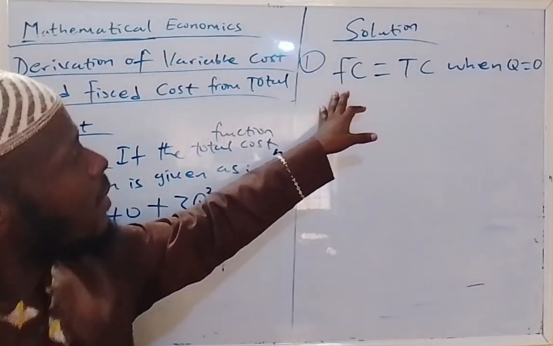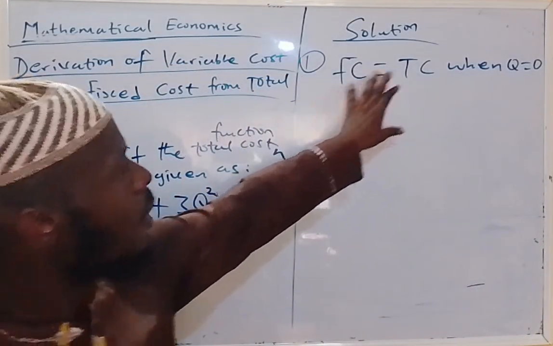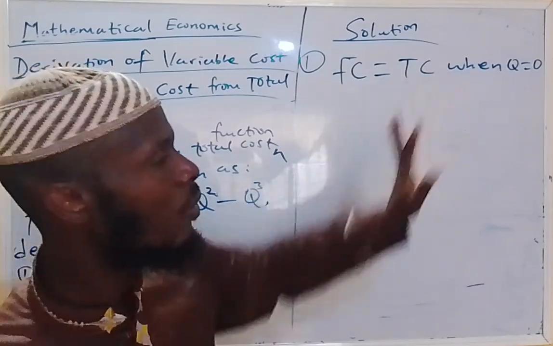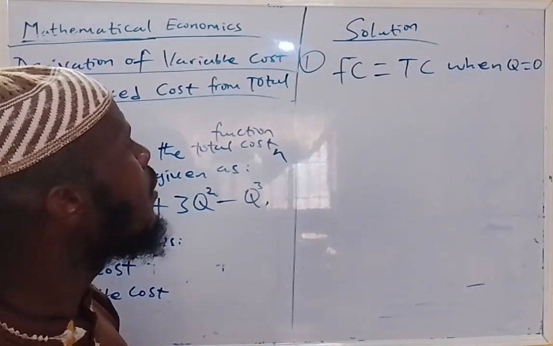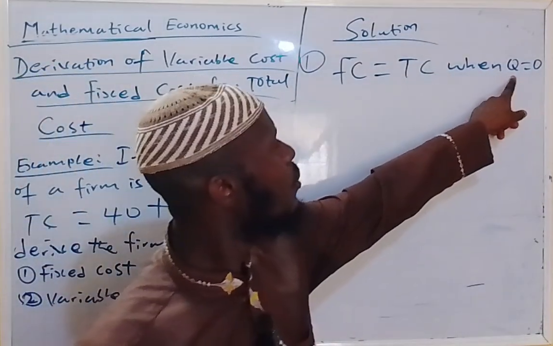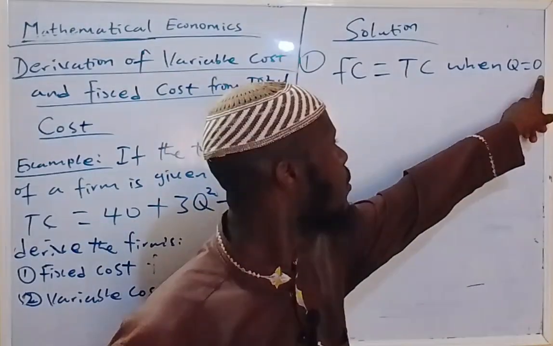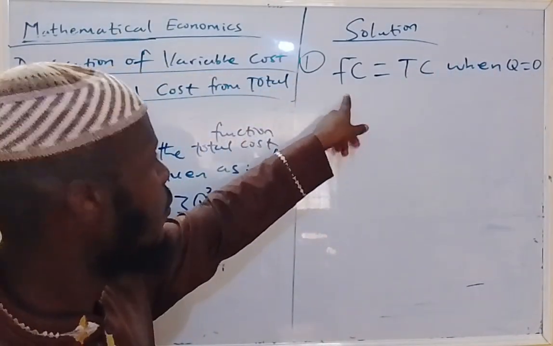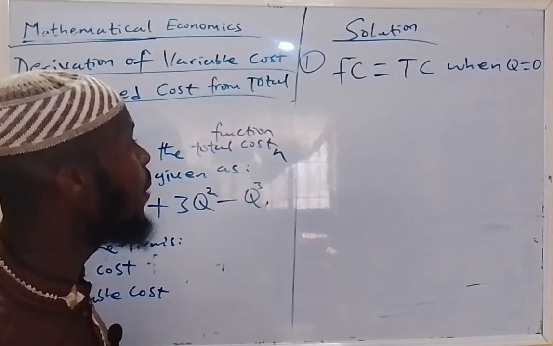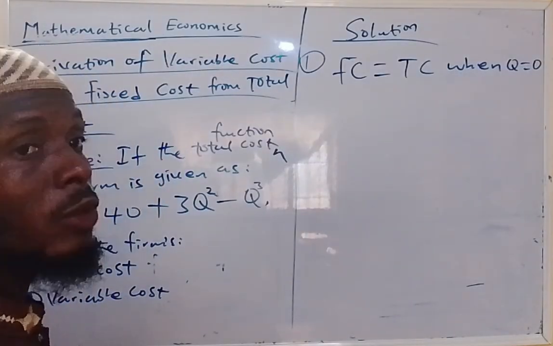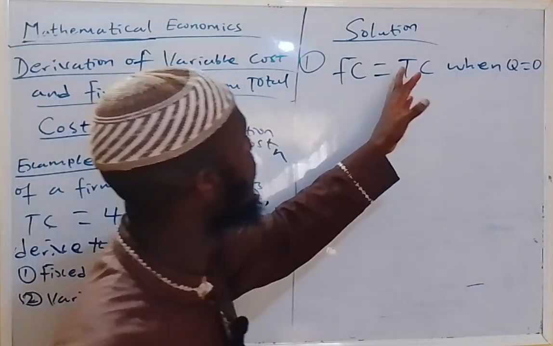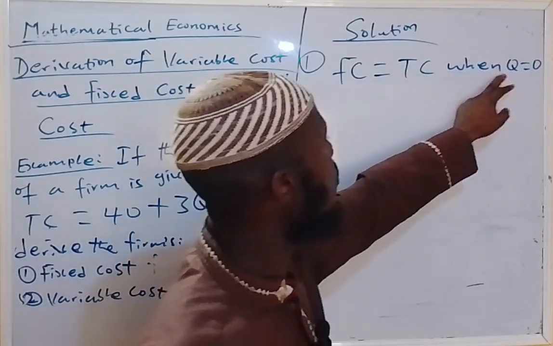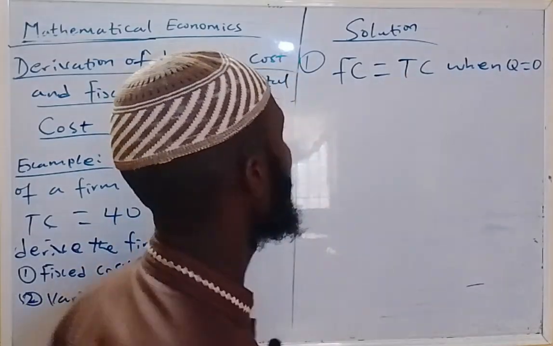If we agree that fixed cost is part of total cost that does not depend on Q, it means that even if no unit of output is produced, the firm is expected to incur fixed cost. That's what it means, because it does not depend on the unit of output produced. So total cost at Q equals 0 represents our fixed cost.